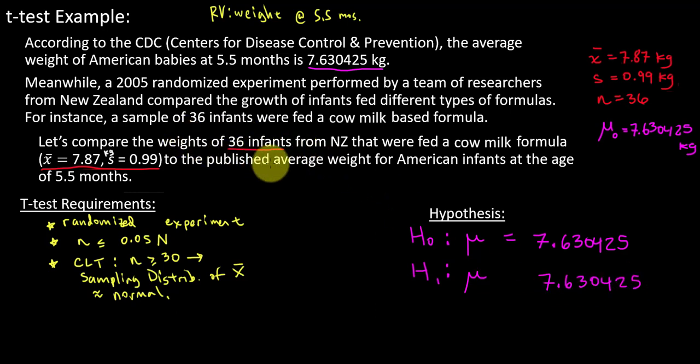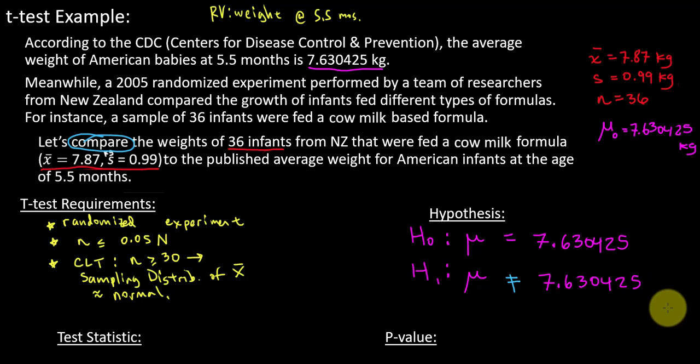And are we going to do a left-tailed, right-tailed, or two-tailed test? Well, we were not explicitly told either of those options. So since we're going to do a comparison, and there's no indication that the babies from New Zealand fed the cow milk formula might weigh more or less, we're just doing a comparison, we're going to go ahead and do a two-tailed or a non-directional test, since there's no inclination to do directional.